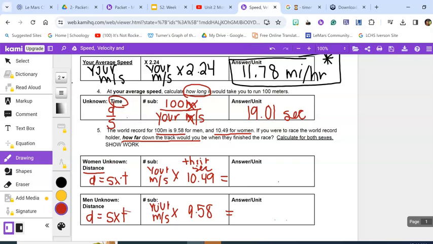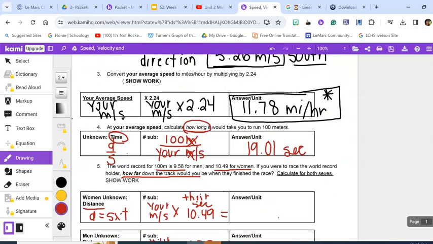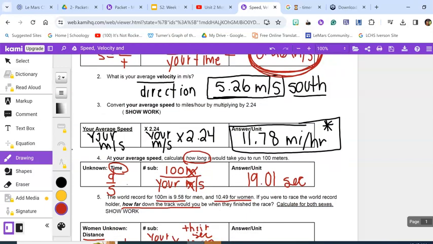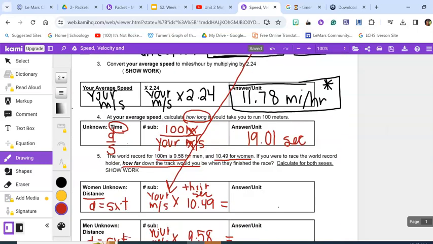Nevaeh, what's your answer? For the women, how far did you get? So your meters per second, you took 5 times 6 times 10. So this answer right here, you got to take your meters per second, and then you've got to plug it in down here. Okay.